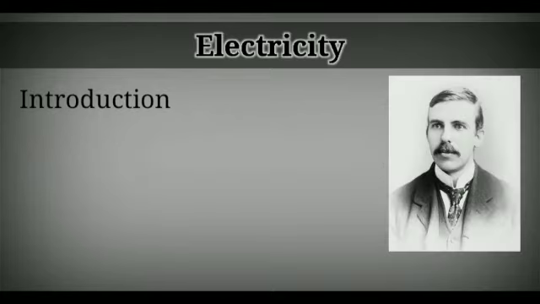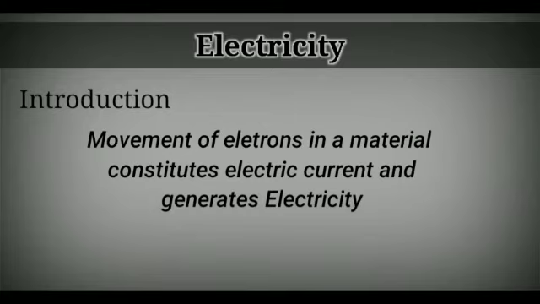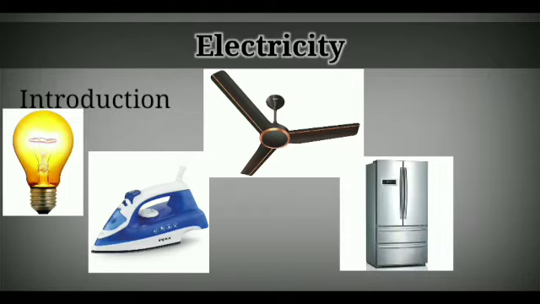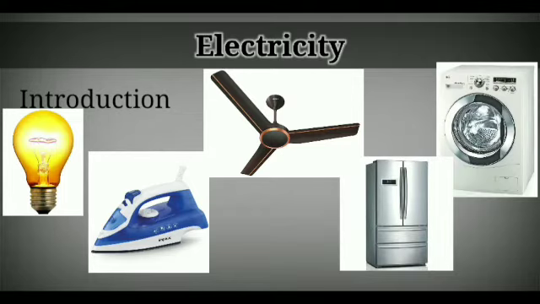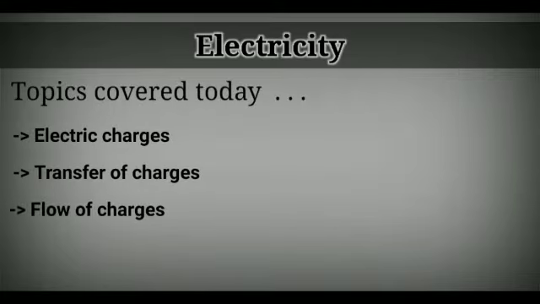But according to Rutherford's gold foil experiment, atoms are made up of particles like protons, neutrons and electrons, called subatomic particles. Movement of electrons in a material constitutes electric current and generates electricity. Electric bulb, fan, electric iron box, washing machine and refrigerators are some of the appliances which work with the help of electricity. In this lesson, we are going to learn about electric charges, transfer of charges and flow of charges.